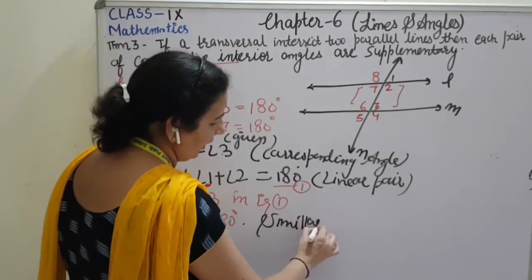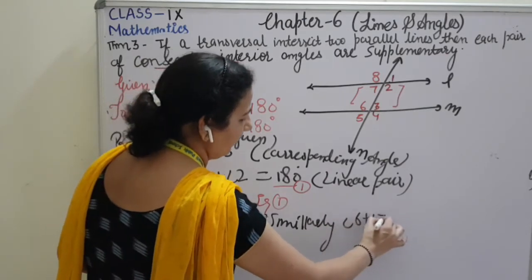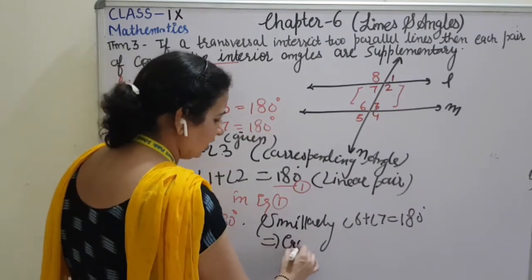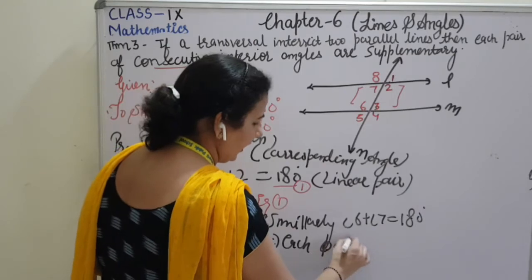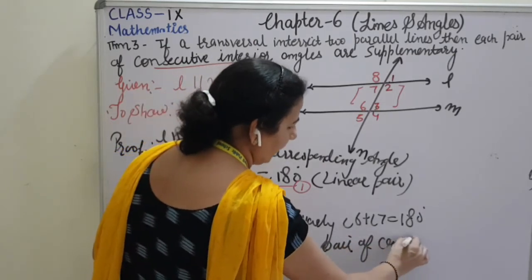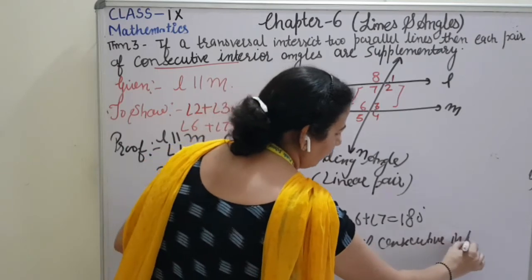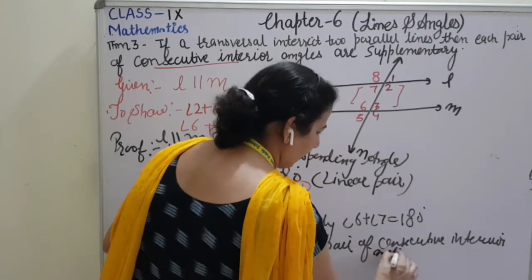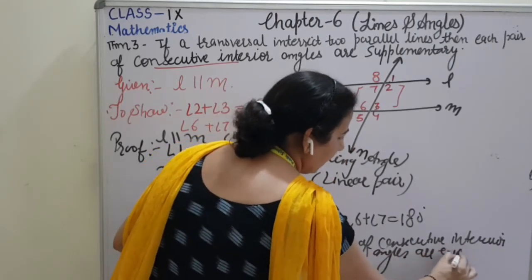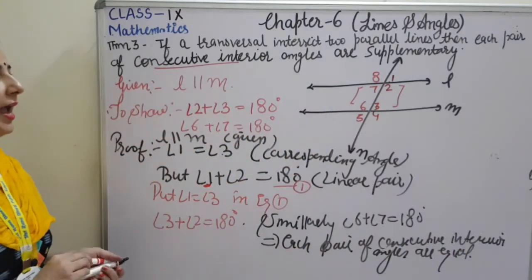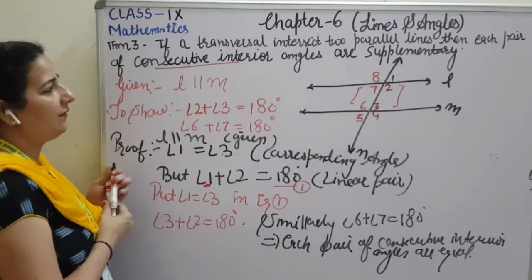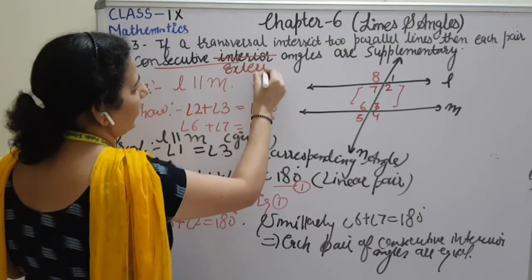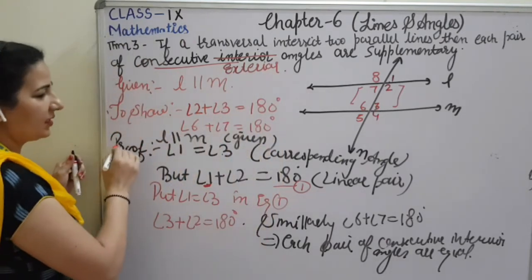Similarly, we can show that angle 6 plus angle 7 is also 180 degrees. This implies each pair of conjugative interior angles is supplementary. The same theorem can be asked for the exterior angles also. Means if they change this word interior to exterior, then also we can show the same theorem by just making some changes here.